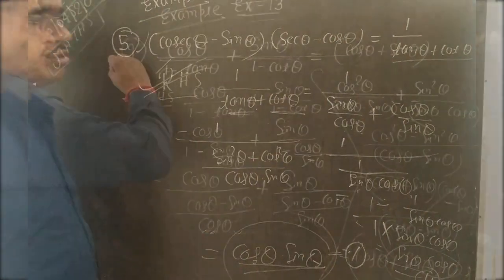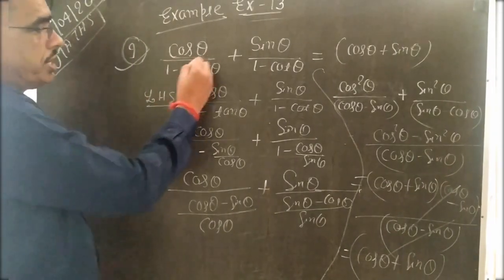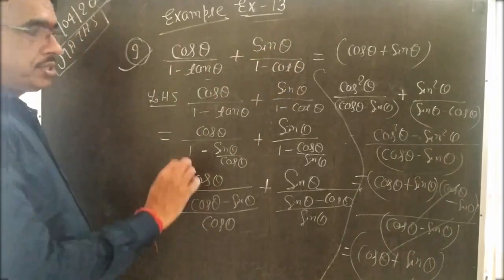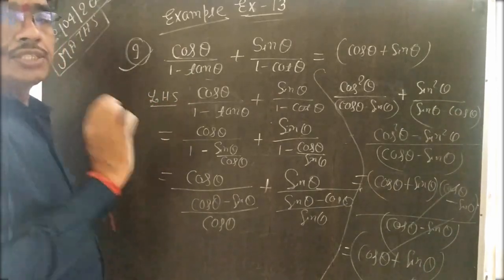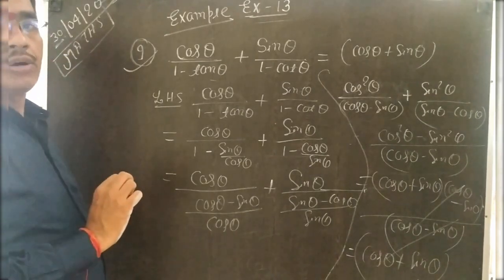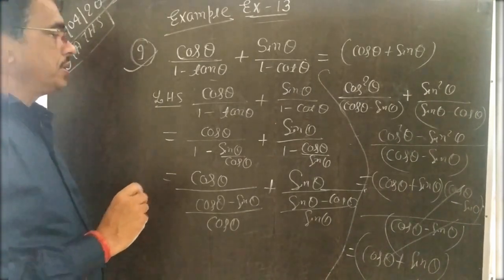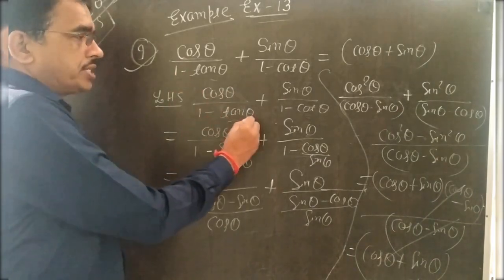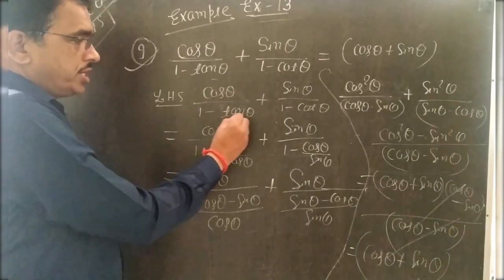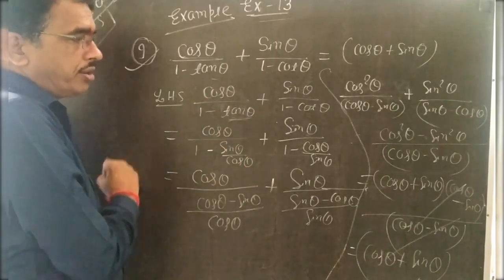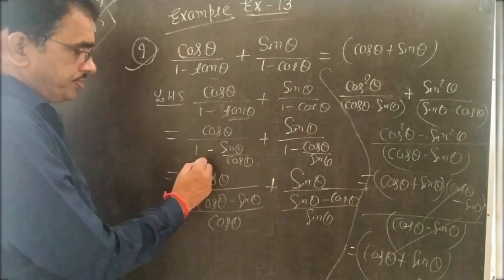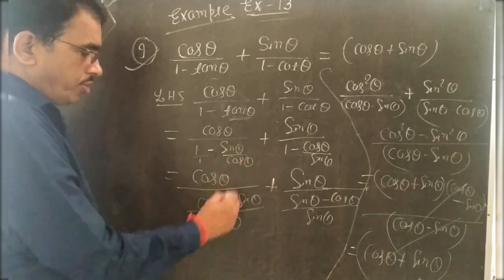So this type of question, example 9, that is cos theta by 1 minus tan theta plus sin theta by 1 minus cot theta. First we change in the simplest form. Generally simplest form is every term you can change sin and cos, then try to solve by this method. Here is LHS cos by 1 minus tan and plus sin by 1 minus cot. Second step, it is cos, this tan change into sin by cos, plus sin, and this cot change into cos by sin. Now take LCM, here is 1 into cos, that is cos.